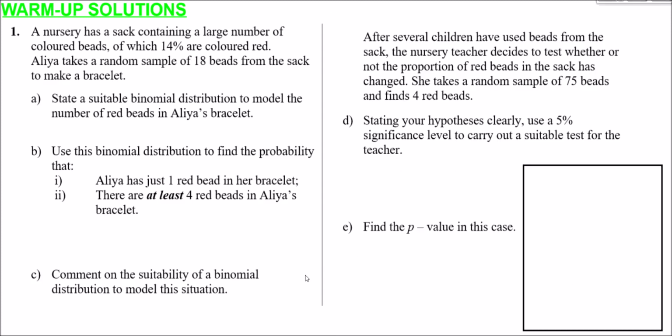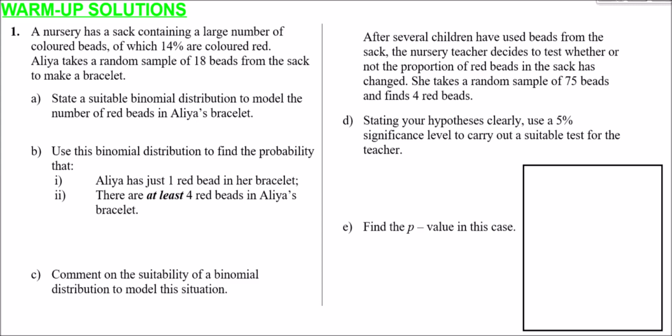Question 1 is about a nursery which has a sack containing a large number of coloured beads, of which we're told 14% are red. Alia takes a random sample of 18 beads from the sack to make a bracelet. Part A, we need to state a suitable binomial distribution, so we're told it's going to be binomial, to model the number of red beads in Alia's bracelet.